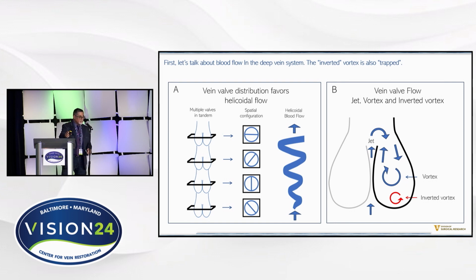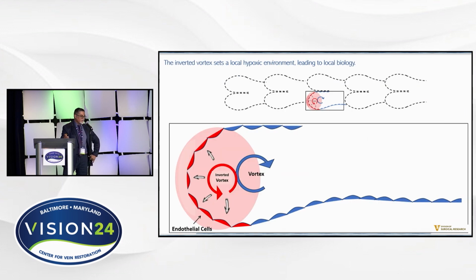However, lately, another vortex was identified. It's called the inverted vortex because it's running in the opposite direction to the main vortex. The important thing about that inverted vortex is that it's also a trapped vortex. It spends more time than we would like in that particular area.